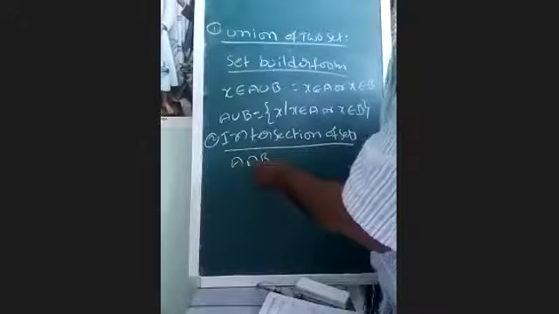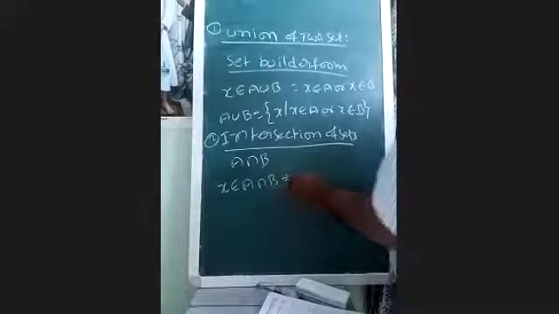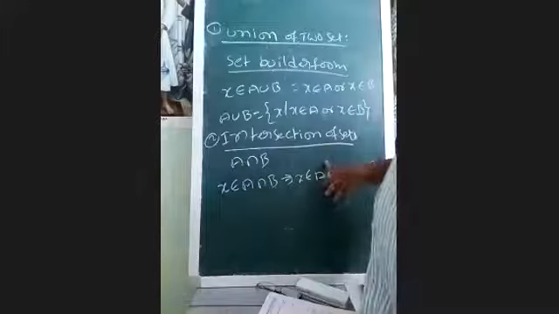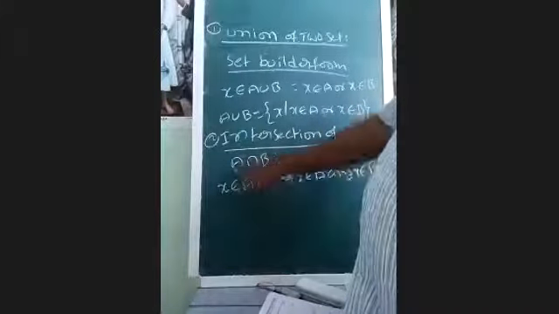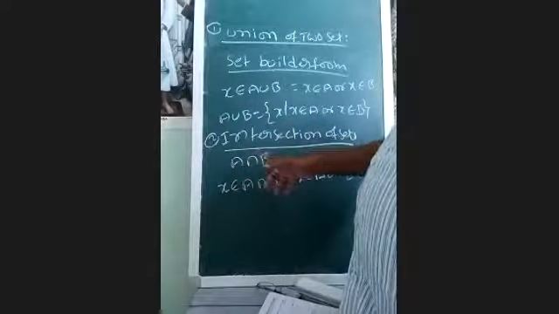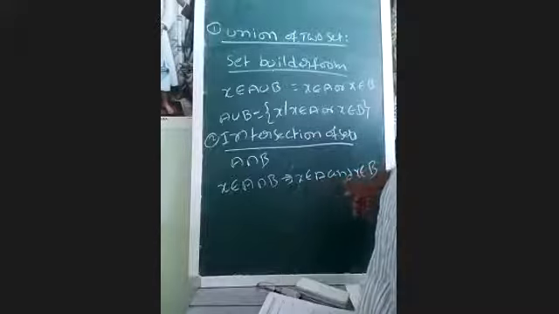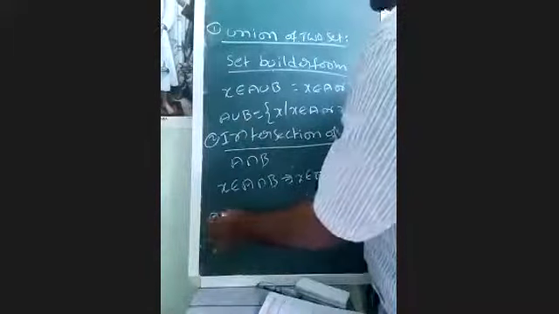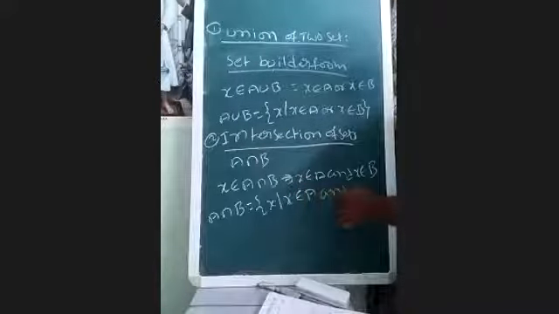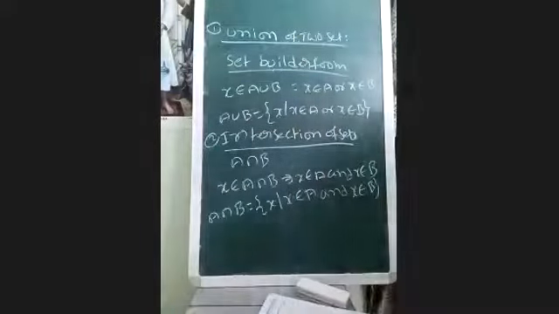Intersection means and. In set builder form, X belongs to A intersection B implies X belongs to A and X belongs to B. Intersection of two sets means the set of all elements which belongs to both A and B. I mean, A intersection B is equal to {X such that X belongs to A and X belongs to B}.